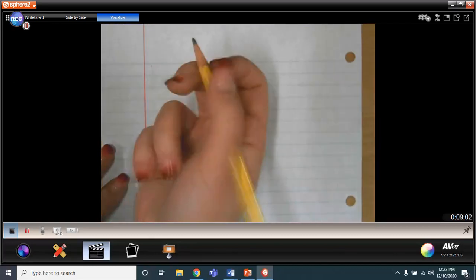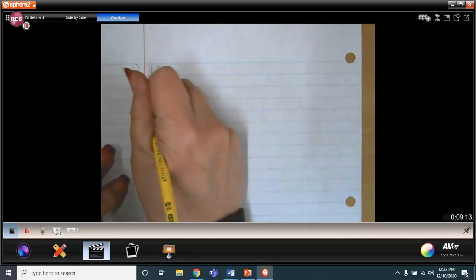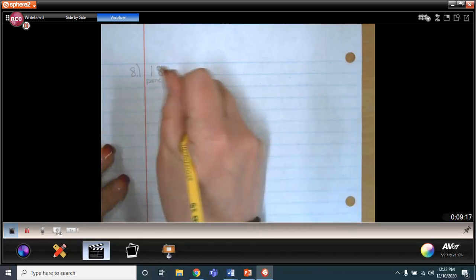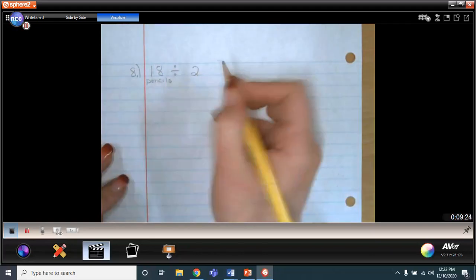Number 8. If you need another piece of paper, definitely, please don't try to cram it in. 18 pencils. These are the total pencils. And what are we going to do with them? We're going to share them, divide them, sort them, arrange them. And we're going to put 2 pencils on each desk.